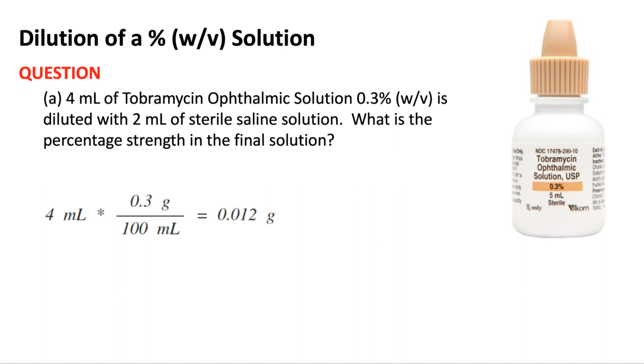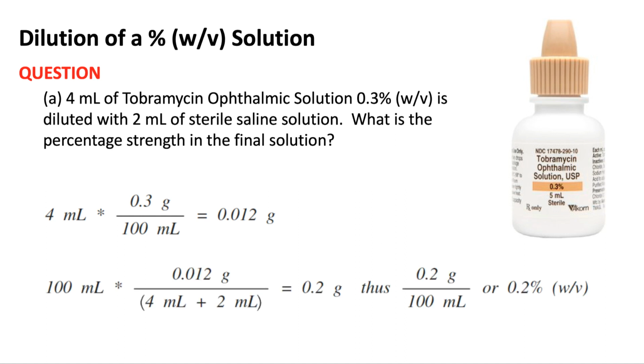So that's the amount of drug that we have. All right? Well, now what we need to do is express what the concentration would be when we add an additional 2 milliliters of solution. Therefore, the total drug, the 0.012 grams, is now going to be dispersed in a total volume of the initial 4 plus the additional 2, which would obviously be 6 milliliters, all right?